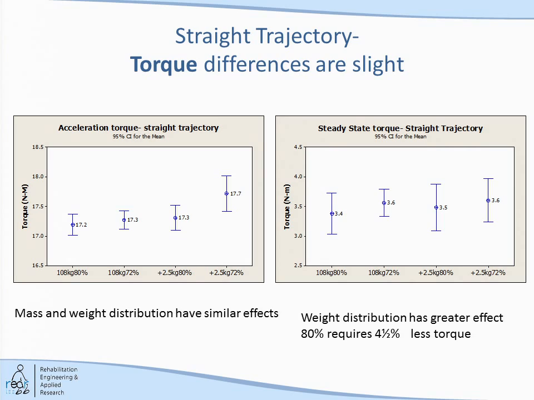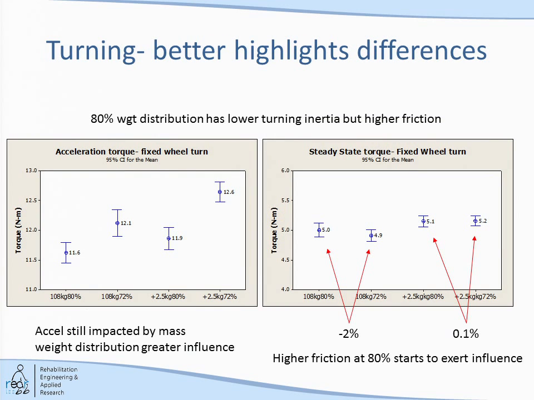In accelerating, once you start going straight, the masses aren't that different. The weight distributions are showing a slightly different rise, so the 80% requires about 4.5% less torque. So we're trying to tease this out going straight. But then you have to cross this with turning. Nothing comes for free. Everything's a trade-off or a compromise. You can see in acceleration, it's still impacted by mass, and the weight distribution has a bigger effect than the overall 2.5 kg. But then you look at the higher friction situation. This is a fixed wheel turn right here. The higher friction at 80% starts to exert influence, and more effort is required because you've overloaded the rear wheels.